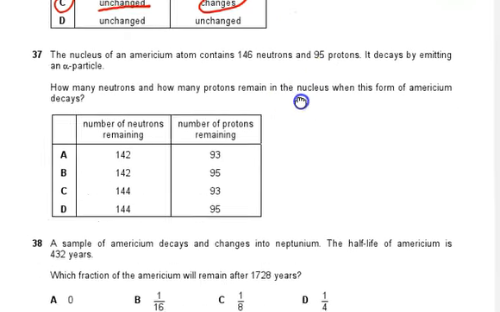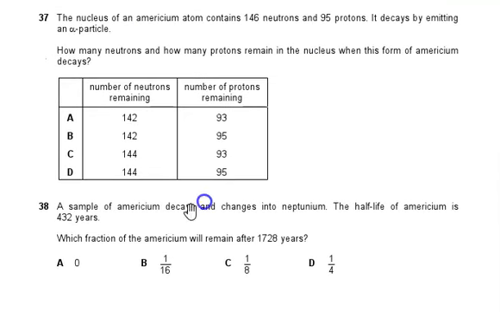Okay, number 37. The nucleus of an americium atom contains 146 neutrons and 95 protons. It decays by emitting an alpha particle. How many neutrons and how many protons remain in the nucleus when this form of americium decays? Decay by emitting alpha particles.